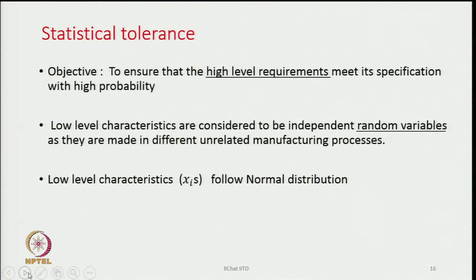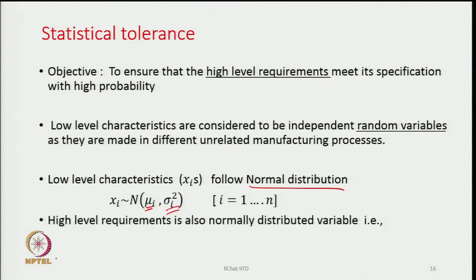So, low level characteristics, that is the xi's, we assume them to follow normal distributions, that is the safest way, and most of the time that is what we assume, and we then move forward. So, xi's are following normal distribution with mean mu i and standard deviation sigma i. High level requirement y is also normally distributed, with a mean mu and standard deviation sigma.